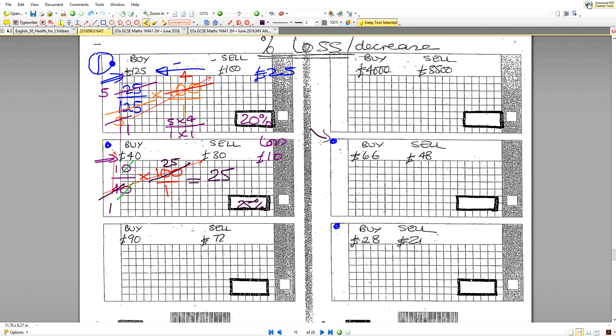Okay, let's look at this next question over here. We have £66. You buy something for, you sell it for £48. So we have to work out the difference between 66 and 48. 48 to 50 is 2, then another 10, and then another 6. So that will give us a loss of £18.